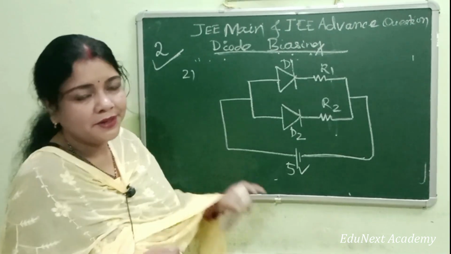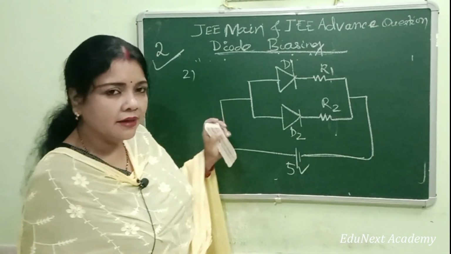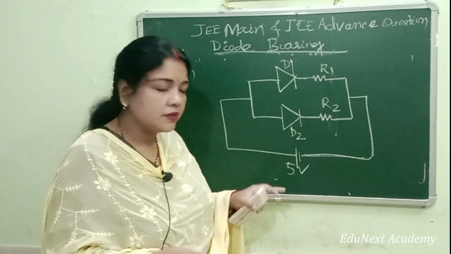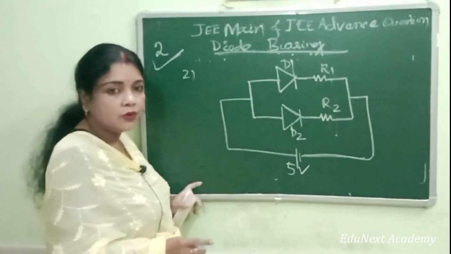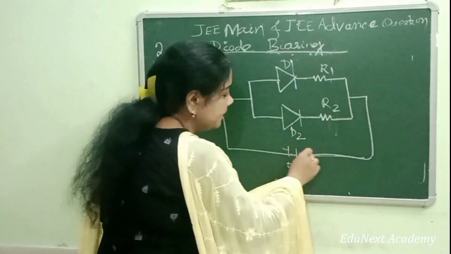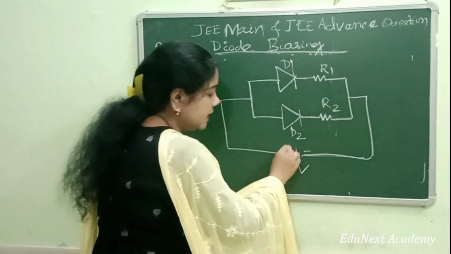Now see, this is a very tricky question. Critical, a little bit more difficult than the first one. You have to see, this is the supply voltage. A 5 volt supply is there. Plus and minus sign, that is the polarity sign.